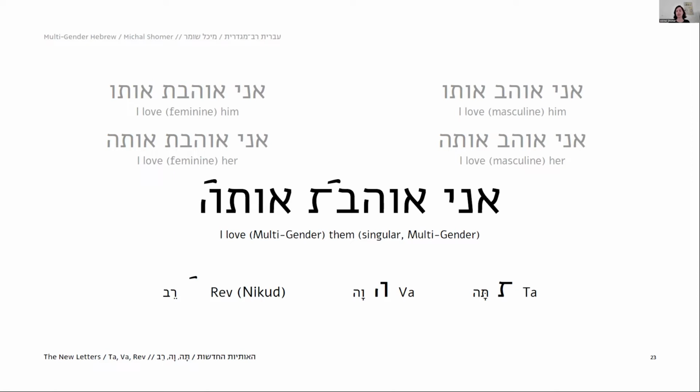Nikud in Hebrew is sort of like the vowels, more or less. You don't have to use nikud in Hebrew. It's not mandatory, but you can use it. And the same goes for this Rev sign. In this case, it's not really used as a vowel, but it tells me, as the reader, that this text I'm reading has a multi-gender meaning.